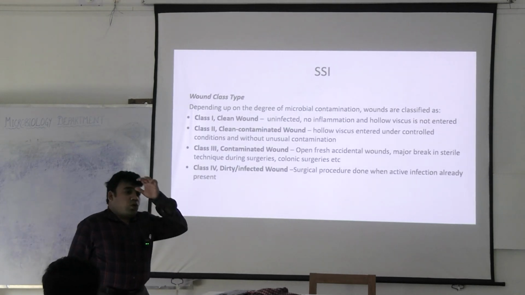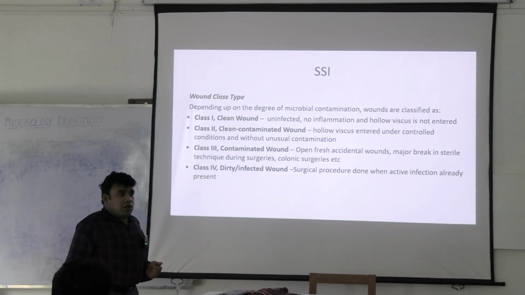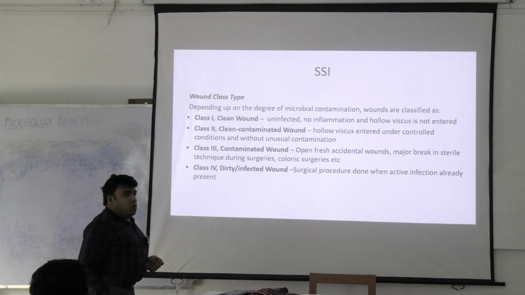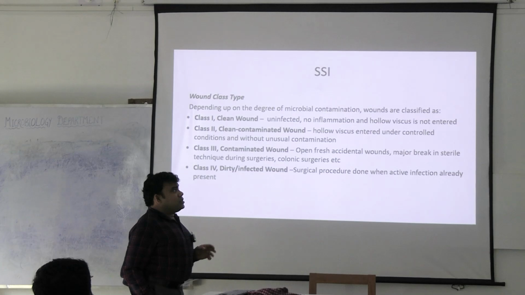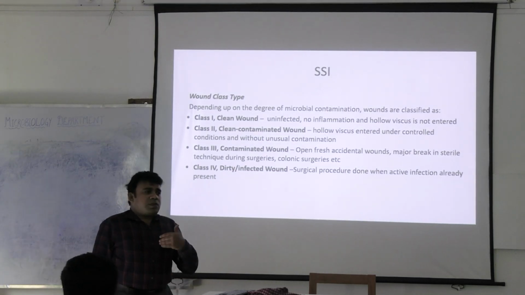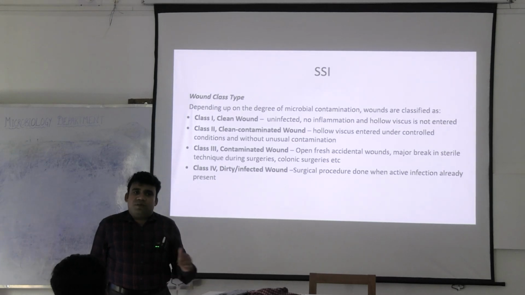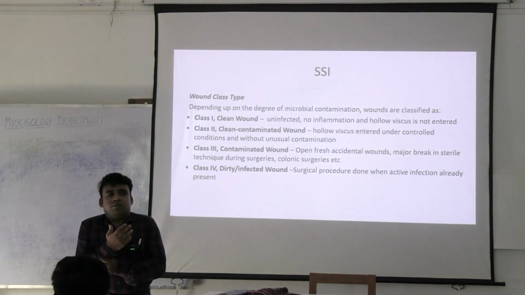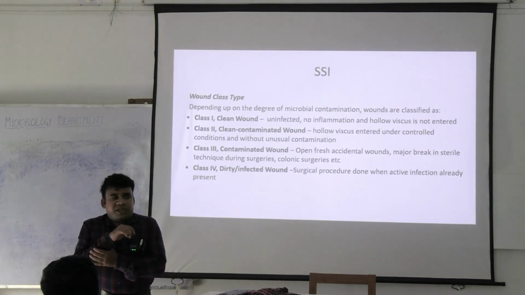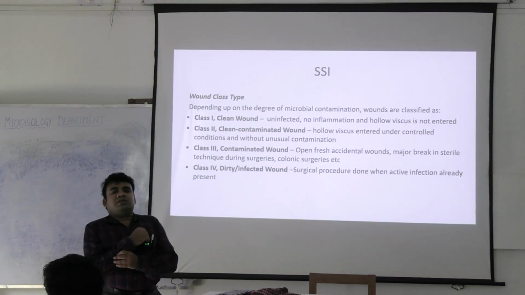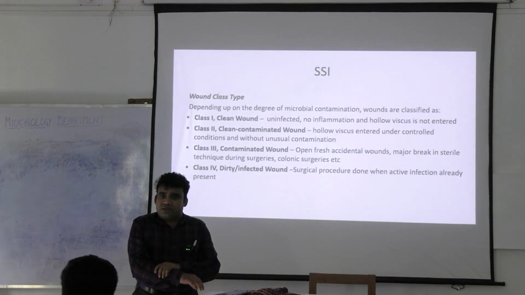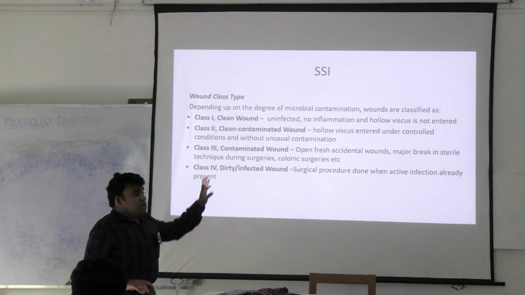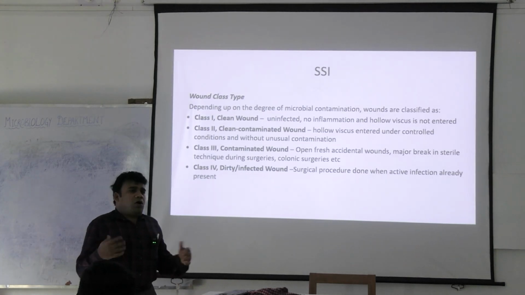Now, depending on the wound type, as I have already said, we have four classes of wound. The first class is called a clean wound. So what is a clean wound? It is uninfected, with no inflammation, and no hollow viscus entered. Suppose a patient falls from height and breaks both bones in the forearm, but there is no external wound, only an internal fracture. The orthopedic surgeon recommends open reduction and internal fixation and performs a surgery. Now, this wound is a clean wound. That means there is no inflammation, it is not infected, and obviously no viscus is entered.